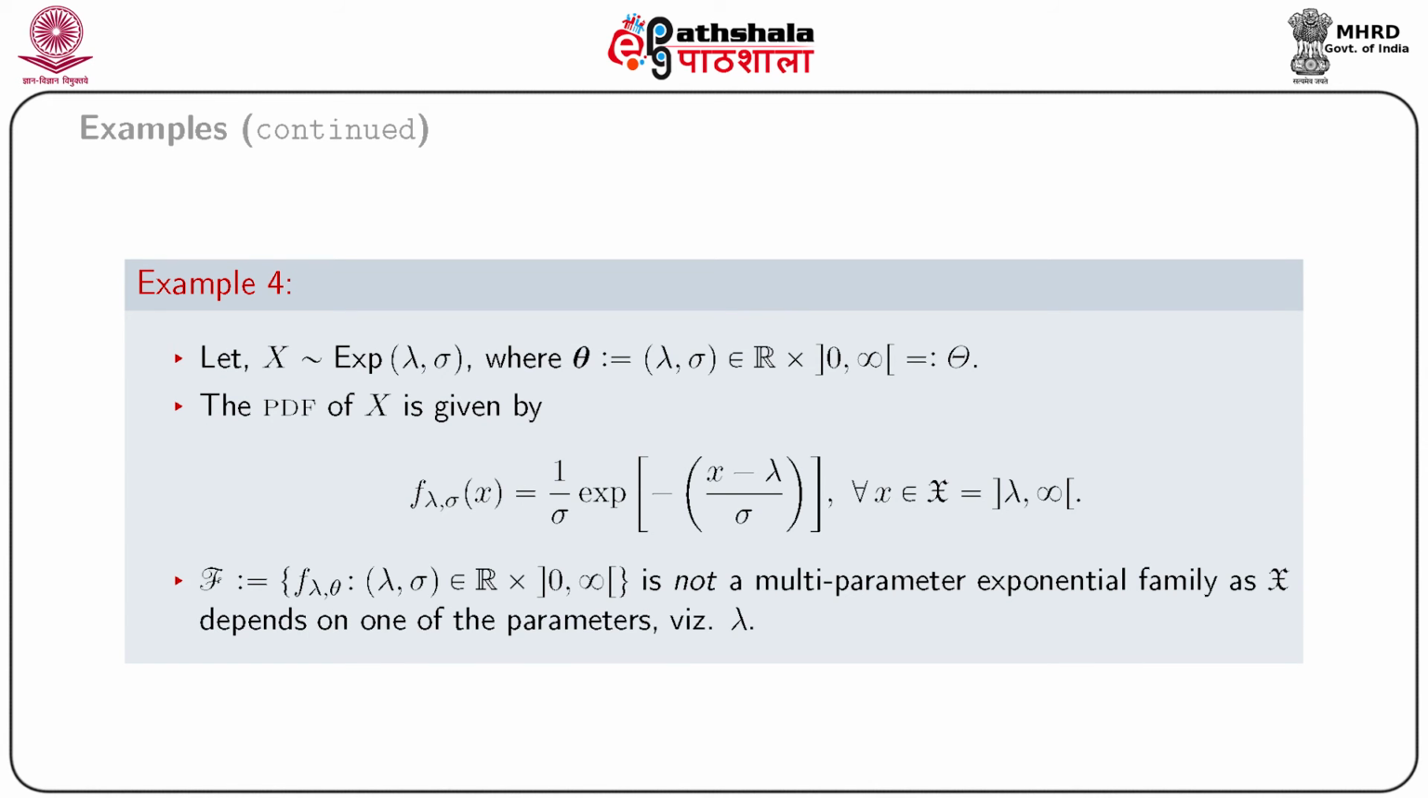Let us consider another example. Let x be a random variable which follows an exponential distribution with parameters mu and sigma. Then the PDF of x is f(x) = (1/sigma) e^(−(x − mu)/sigma), where x > mu, and 0 otherwise. Since the support of the distribution depends on the parameter mu, f(x) does not belong to the two-parameter exponential family.